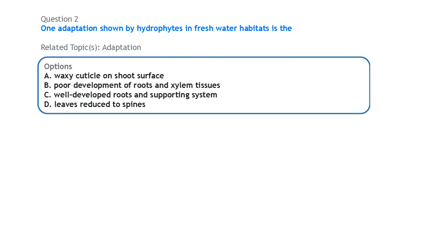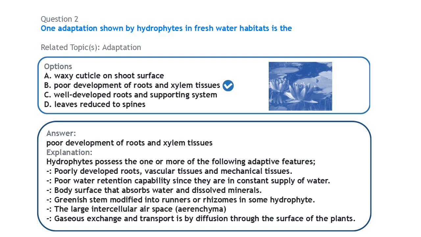Question number 2. One adaptation shown by hydrophytes in freshwater habitats is the... The correct option is the poor development of roots and xylem tissues. Hydrophytes are plants that grow in aquatic habitats, or areas where you have abundance of water. One of the characteristics of these plants is that they usually have poorly developed roots and xylem tissue.